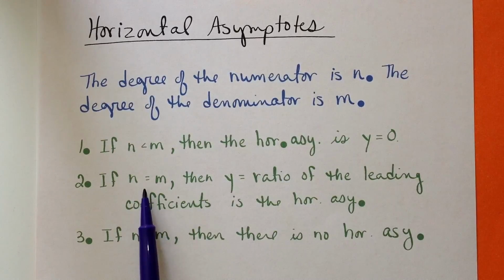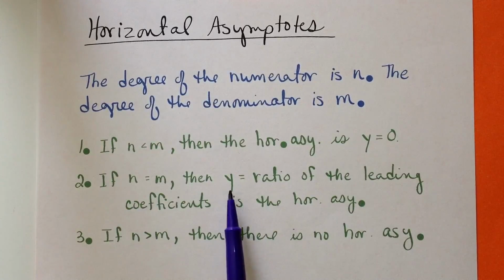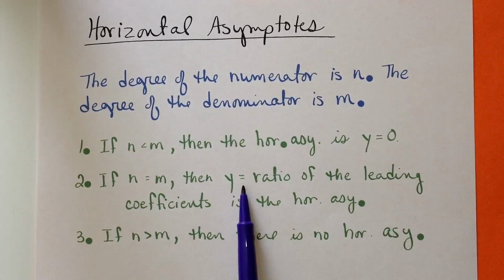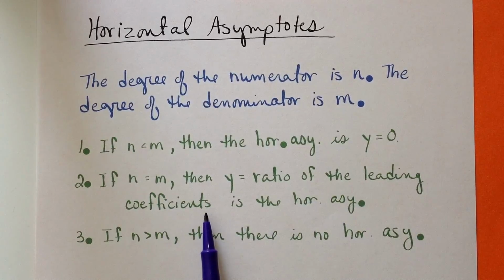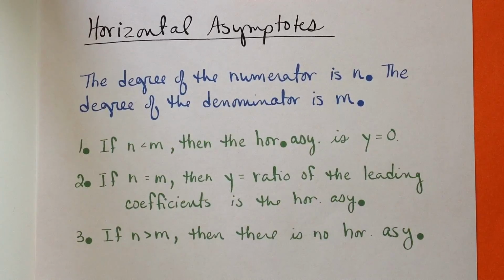Now, if your degrees are equal to each other, then it's going to be located at y equal, of course I have y equal here because this is a horizontal line, but it will be the ratio of the leading coefficients. So find your leading coefficient for your numerator, find the leading coefficient for your denominator, and make a fraction basically because it says that it's a ratio. So that's going to give you the location of your horizontal asymptote. All right, the third possibility is if the degree of your numerator is greater than the degree of your denominator, then you have no horizontal asymptote.